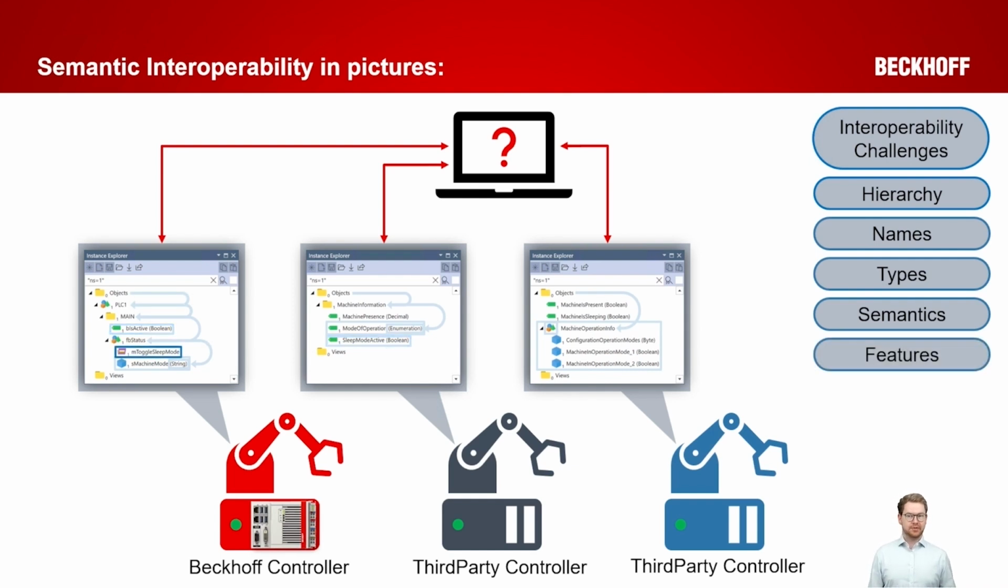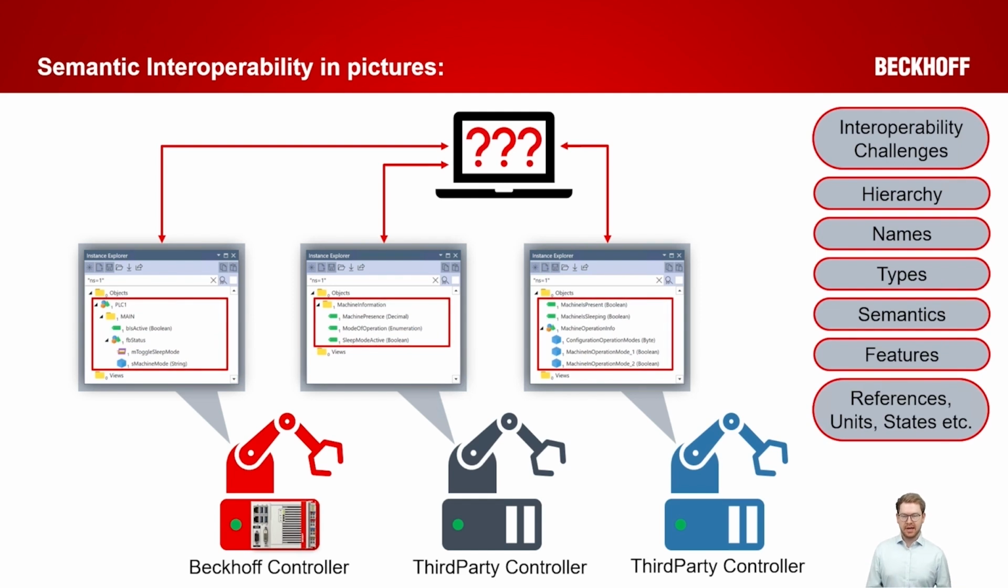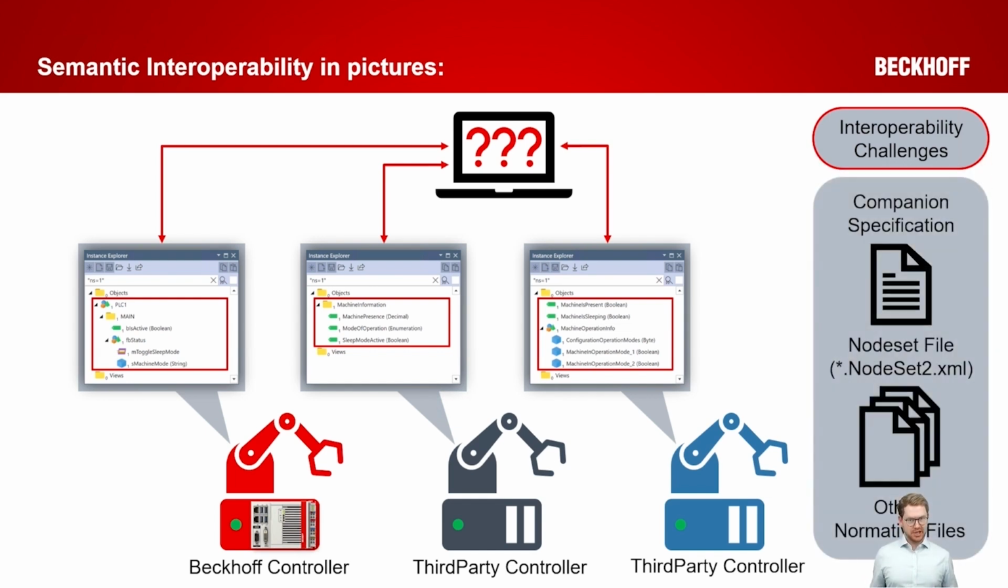And even different features, in this case, with the Beckhoff machine being able to toggle sleep mode while the other two cannot. And there's even more: different references, units, states, etc. Take this all together, and the client is presented with major interoperability challenges. And that's where companion specifications come in.